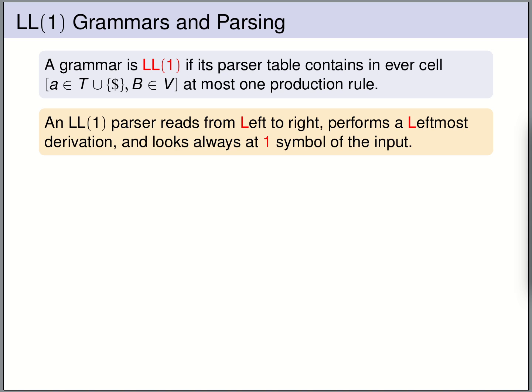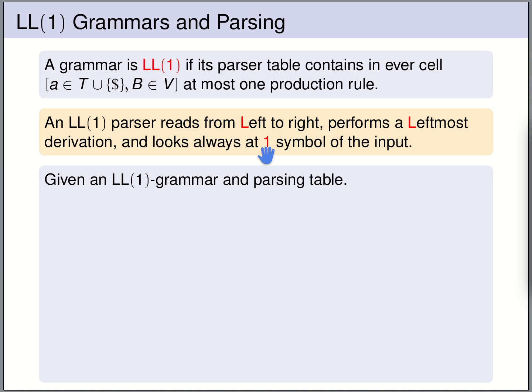A context-free grammar is said to be LL1 if the parser table that we've computed contains at most one rule in each cell. The name LL1 hints at the fact that we are reading the input from left to right and that we are performing a leftmost derivation strategy. So we always unfold the leftmost variable. The 1 hints at the fact that we are using a 1 symbol look ahead. So we never look more than a single symbol ahead in order to determine what rule we apply.